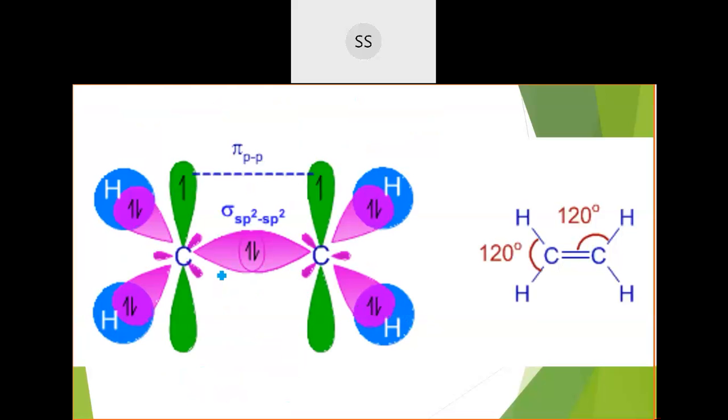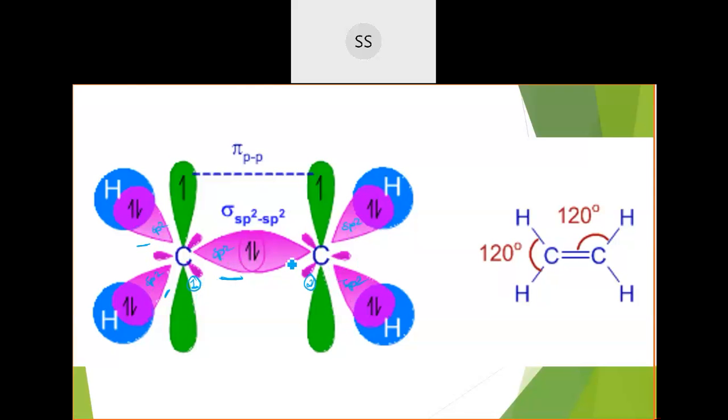See here, I've taken a picture on this side. You can see 3 sp2 hybrid orbitals on this carbon, and on the other carbon also. This is the first carbon, if you want I will label it, and this is the second carbon, each having 3 sp2 hybrid orbitals. Here also sp2, sp2, sp2, and on the other carbon sp2, sp2 hybrid orbitals.